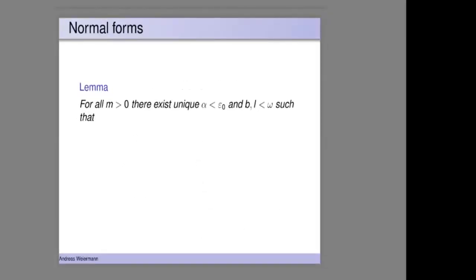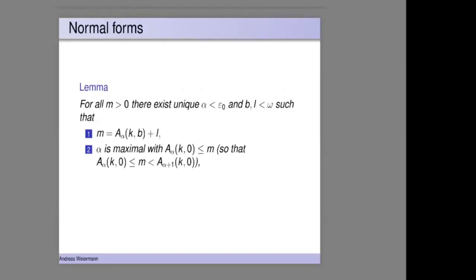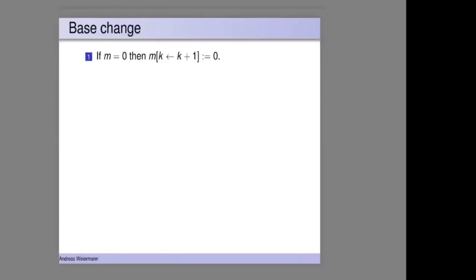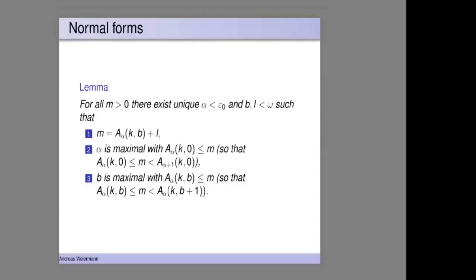Anyway, for every number m bigger than 0, there will exist unique ordinals alpha less than epsilon 0 and b and l smaller than omega, such that m can be written in the form a alpha k b plus l. This is the same as before, but now I've replaced the a's by an alpha. Alpha is maximal with the property that a alpha k 0 is less than or equal to m. And b is maximal such that a alpha k b is less than or equal to m. And this is a normal form for m.